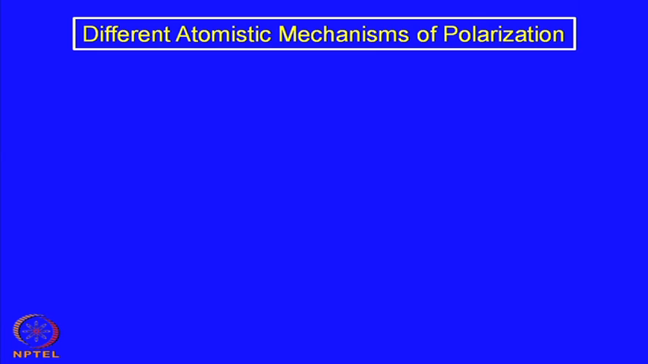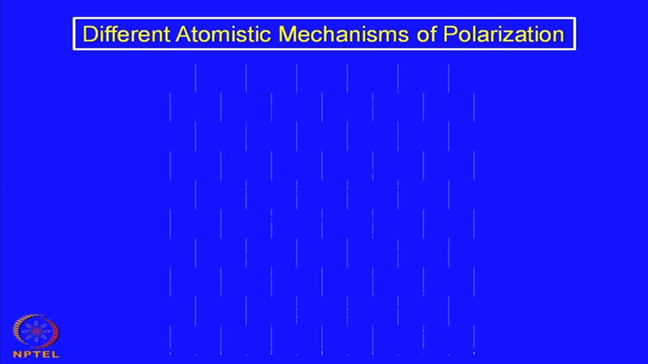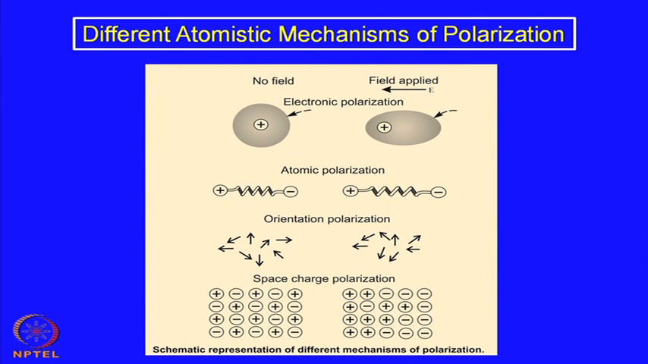and also discussed different atomistic mechanisms of polarization, because the dielectric constant actually arises from the polarization of the insulators under the influence of the external electric field, and there are very different mechanisms by which this polarization takes place. Basically, polarization means there is a dipole or creation of dipoles or dipole moment. So, it is the increase of the dipole moment that leads to polarization.